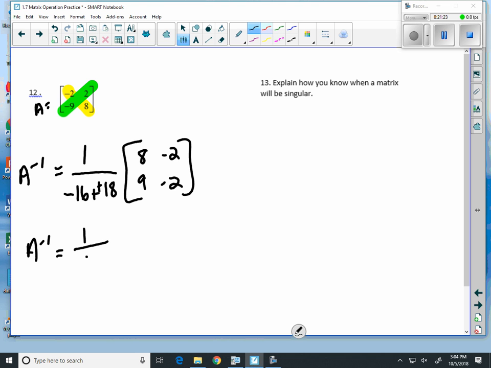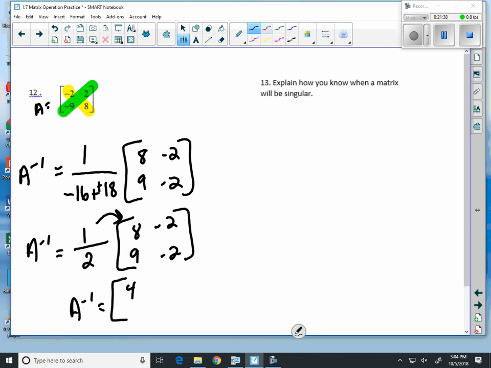Now let's go ahead and simplify. -16 plus 18 is 2. And then all that's left to do is to multiply everything inside by 1/2. If it's going to be a fraction, just write it as a fraction. That would be our inverse for that one.